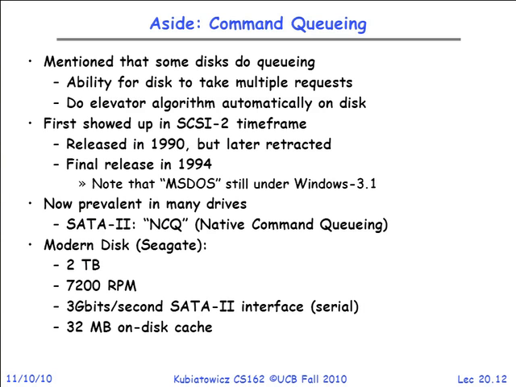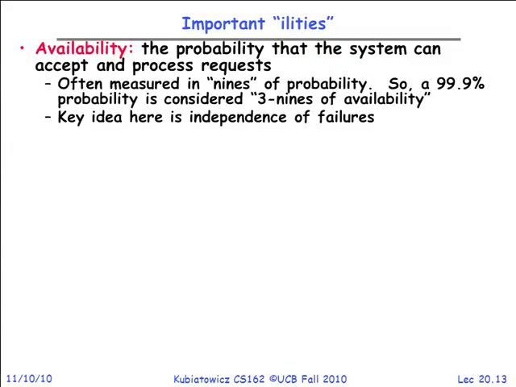And there's a series of words which I call the important ilities. One of them, for instance, is availability, which is the probability that a system can accept and process requests. Often, availability is measured in nines. For instance, a 99.9% probability that the thing is there when you need to use it is called 3 nines.